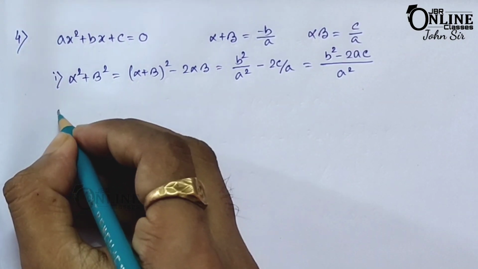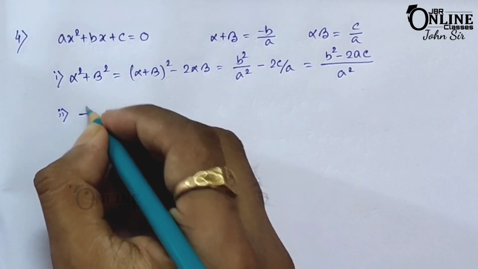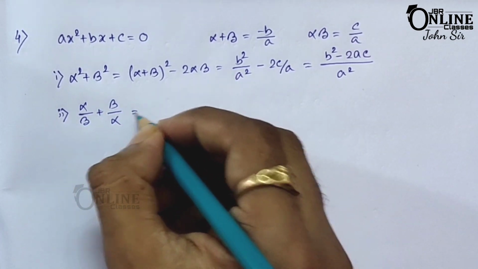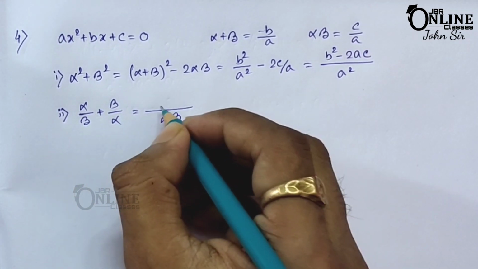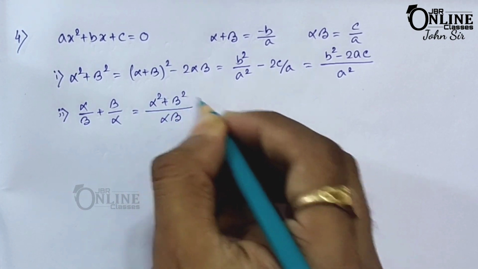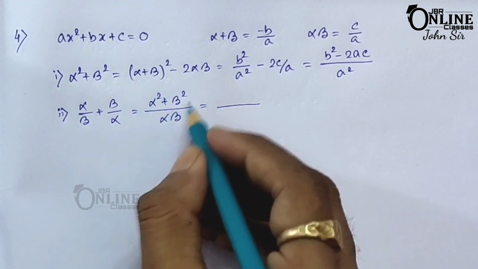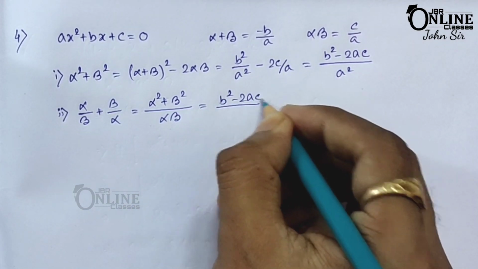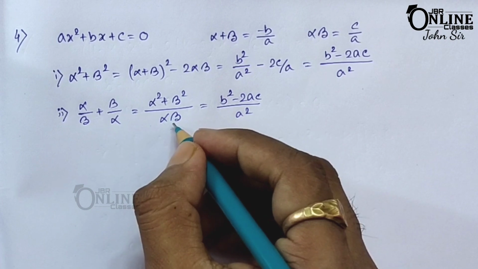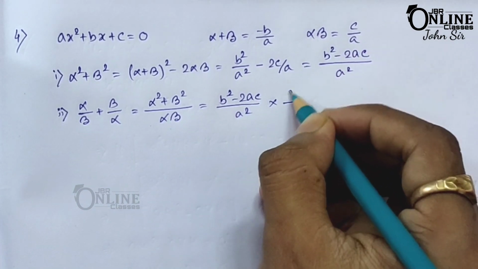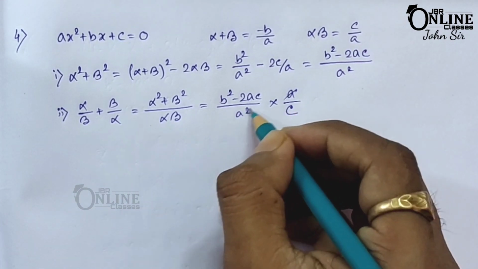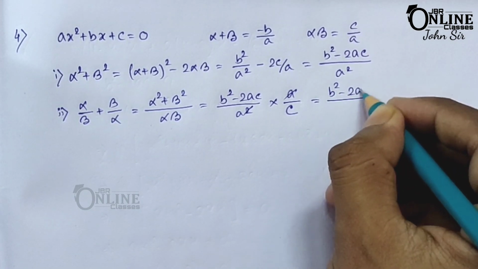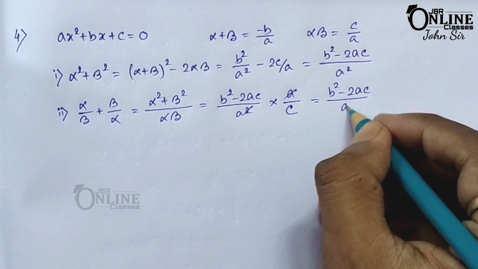Next one is alpha by beta plus beta by alpha. So here the LCM will be alpha beta and the upper one will be alpha square plus beta square. Okay, as you know the value of alpha square plus beta square, so write down this one, and here in denominator you have alpha beta, that means c by a, so it will be a by c. So a cancel out, so this one will be b square minus 2ac, here only a, so a into c, ac.